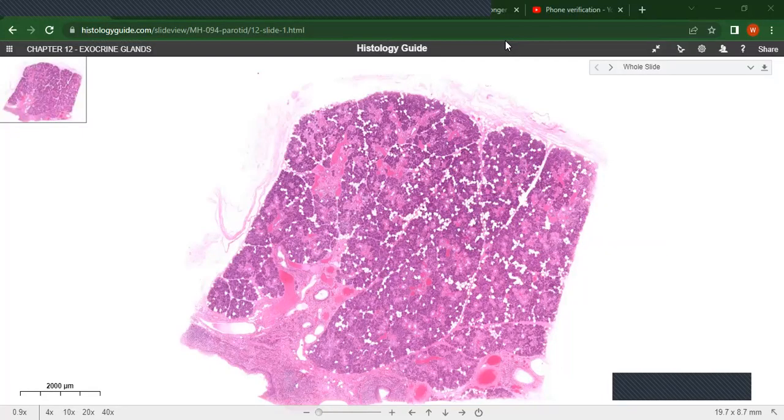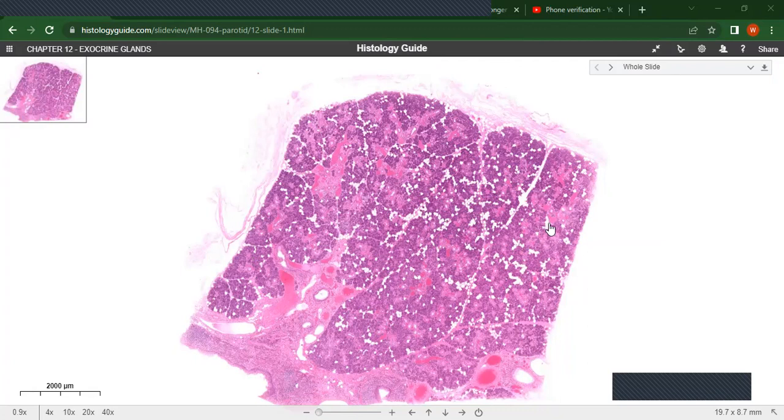Hello, welcome. So today we look at the histological organization of the parotid salivary gland. This is the parotid salivary gland, and we are using the H&E stain.